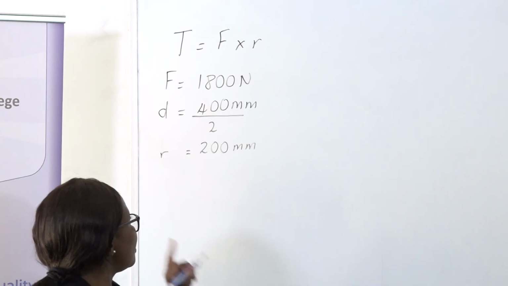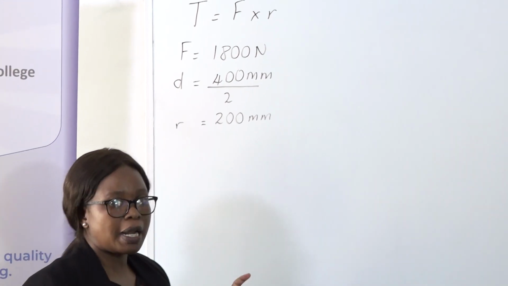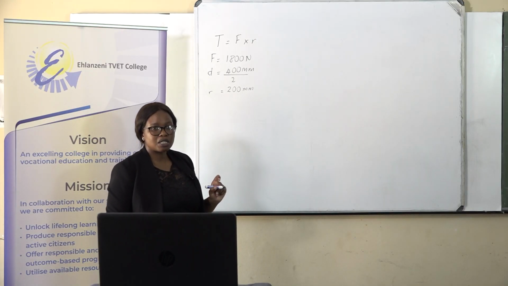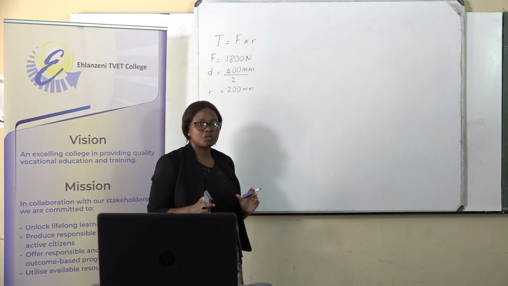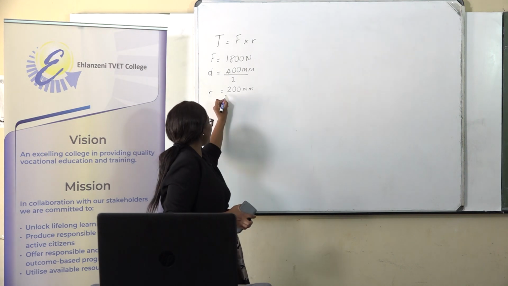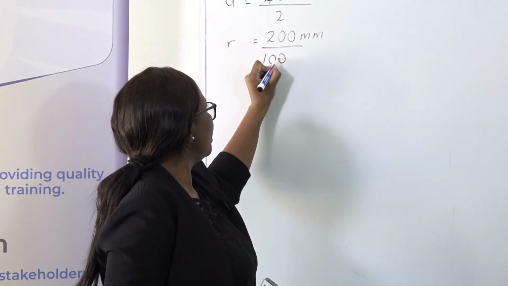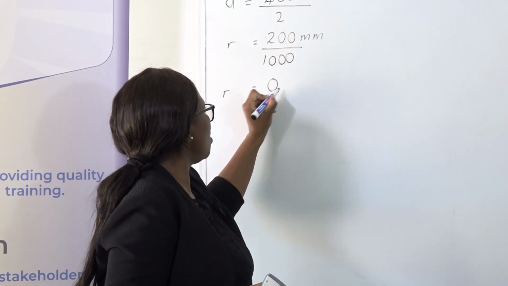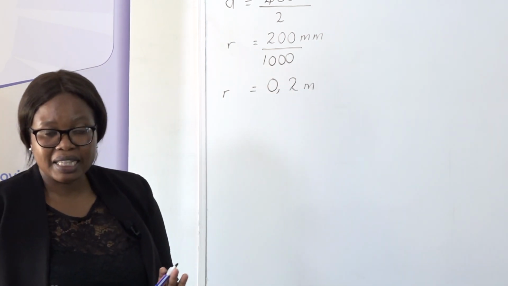But if we look at our formula again, torque is equal to force times radius. And radius is measured in meters. Torque is measured in Newton meters. So we need again to change millimeters to meters. How do we change millimeters to meters? We divide by 1,000. So here we are saying 200 divided by 1,000. So our radius here is 0,2 meters.